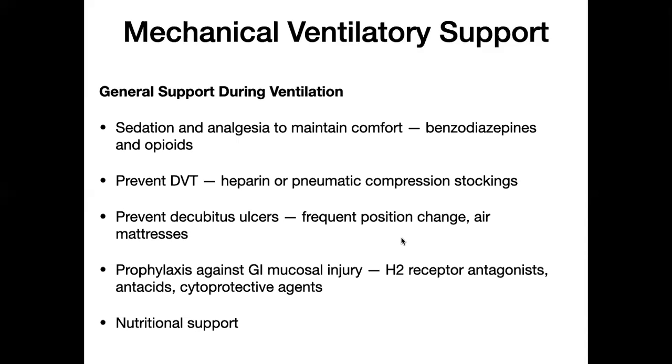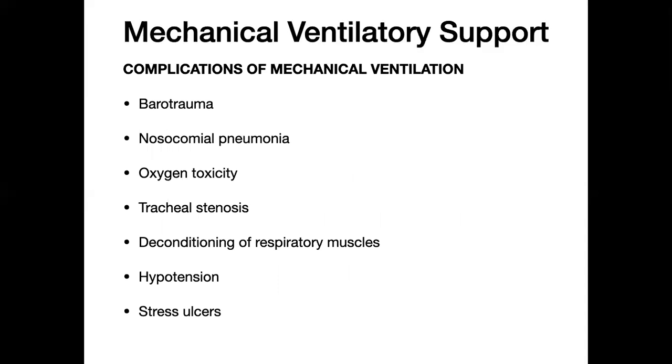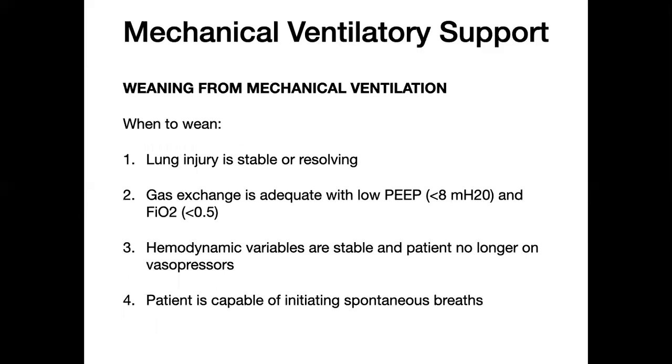And these patients are also prone to gastrointestinal injury, so we give prophylaxis against this by giving H2 receptor antagonists, antacids, and cytoprotective agents like sucralfate. And then to give adequate nutritional support either by NGT or hyperalimentation. So the complications of mechanical ventilation would include barotrauma, nosocomial pneumonia, oxygen toxicity, tracheal stenosis, deconditioning of respiratory muscles, hypotension, and stress ulcers.